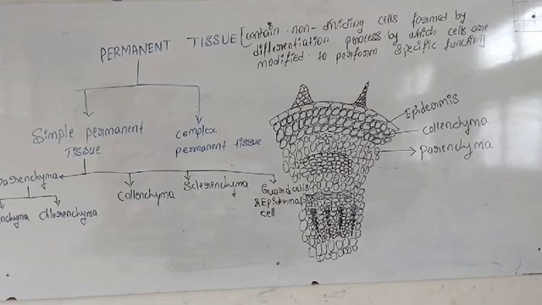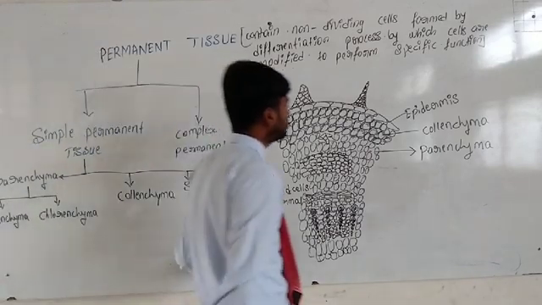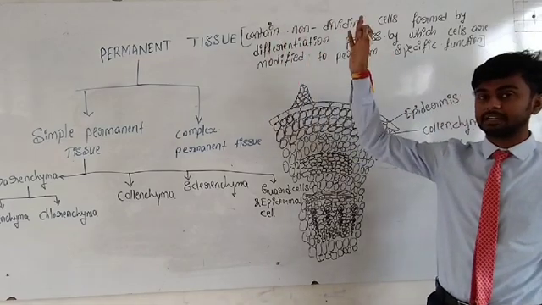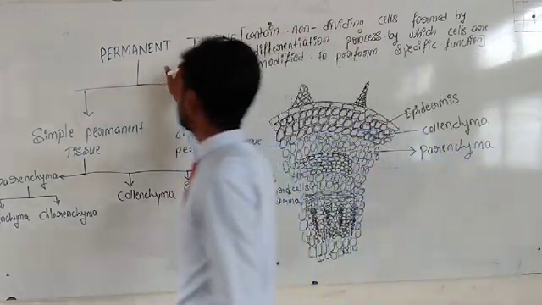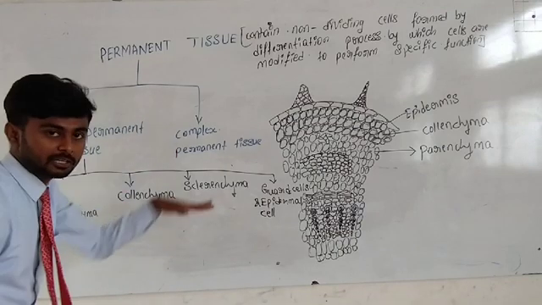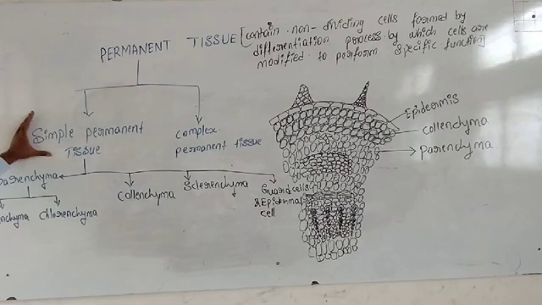Okay, dear students, listen to me. Now, all of you understand about permanent tissue, about meristematic tissue and its types. Now see that the permanent tissue is divided into simple permanent tissue and complex permanent tissue. Leave the complex permanent tissue. Now see only simple permanent tissues.